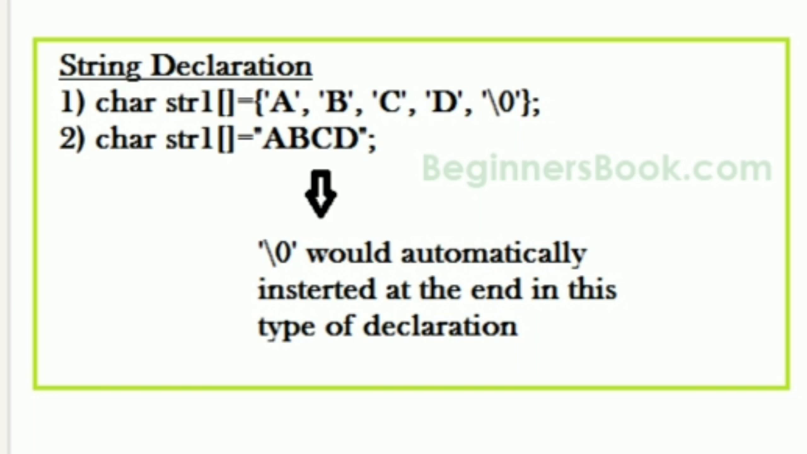strset sets all characters of a string to a given character. strnset sets the first n characters of a string to a given character. strrev reverses a string.